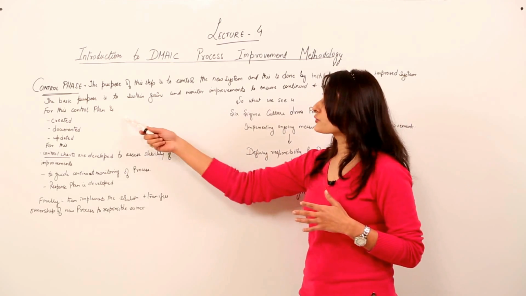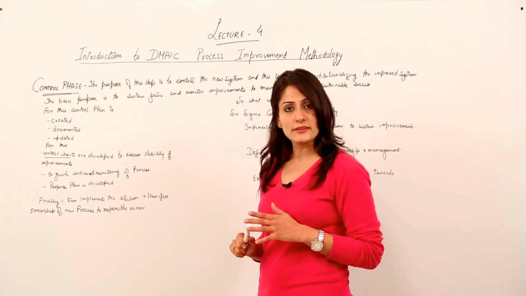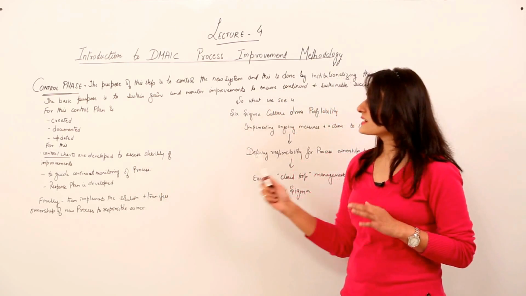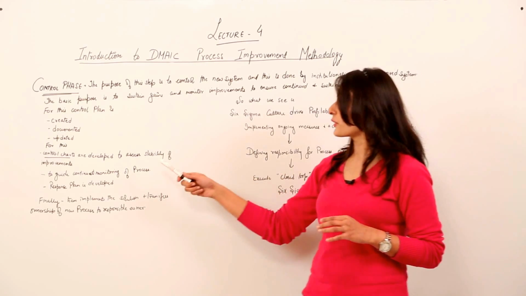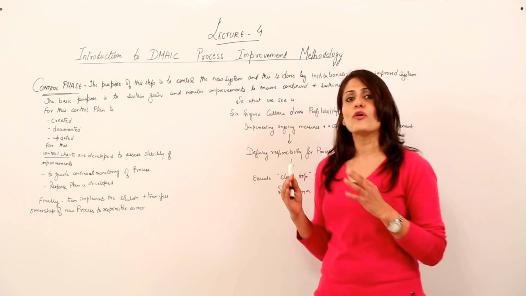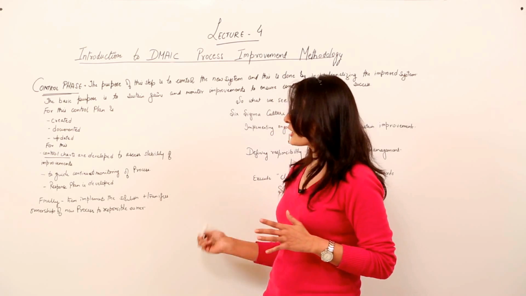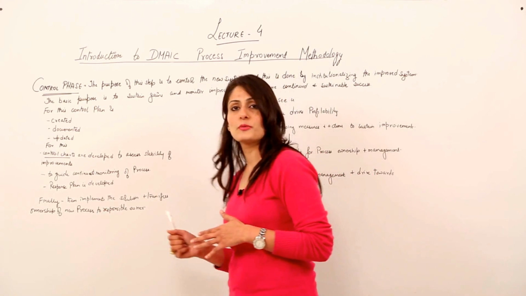For this, a control plan is created, documented and updated, and control charts are developed to assess stability in improvements, to guide continued monitoring of the process, and a response plan is developed. So finally the team implements the solution and transfers ownership of this new process to the responsible owner.